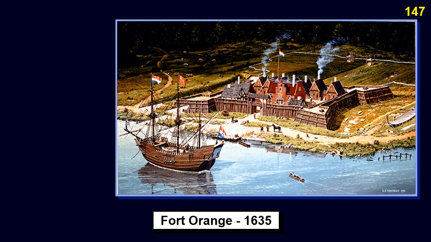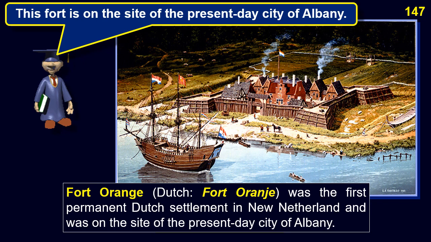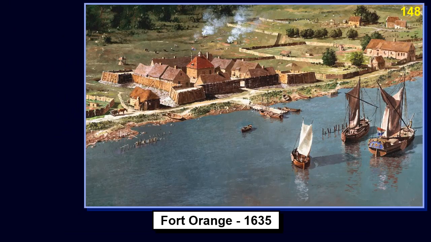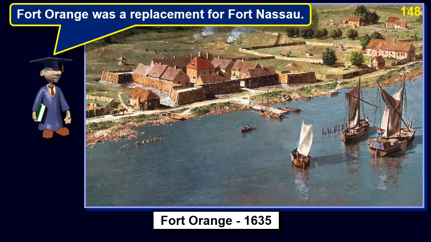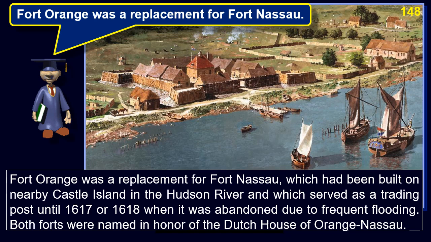Fort Orange, Dutch. Fort Orange was the first permanent Dutch settlement in New Netherland and was on the site of the present-day city of Albany. Fort Orange was a replacement for Fort Nassau, which had been built on nearby Castle Island in the Hudson River, and which served as a trading post until 1617 or 1618, when it was abandoned due to frequent flooding. Both forts were named in honor of the Dutch House of Orange-Nassau.